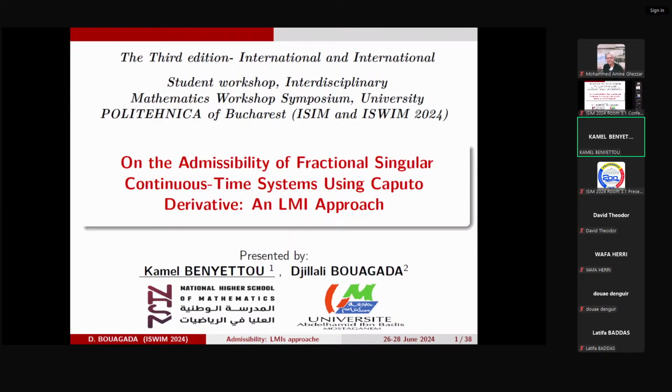First, my title is on the admissibility of the fractional singular continuous time system using the Caputo derivative as a fractional derivative, and an LMI approach as a test for stability and admissibility.